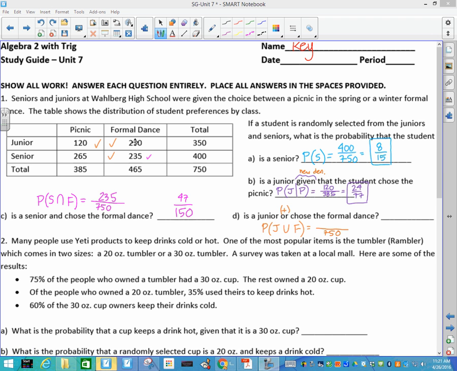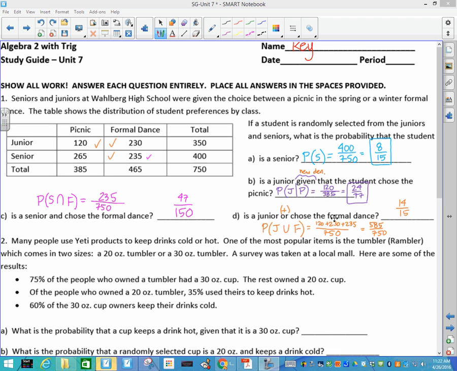So if I add up all 3 of those numbers, I'll go ahead and write that out. So that would be 120 plus 230 plus 235. And that, of course, is 585 over 750, which is a fraction that reduces to 14 out of 15.